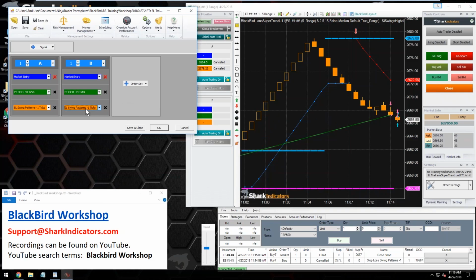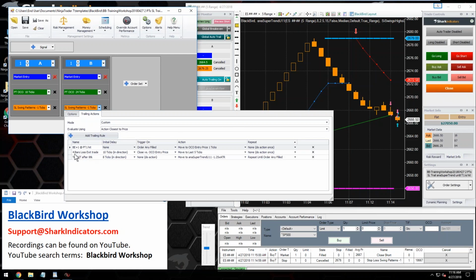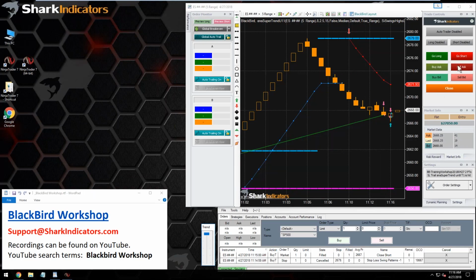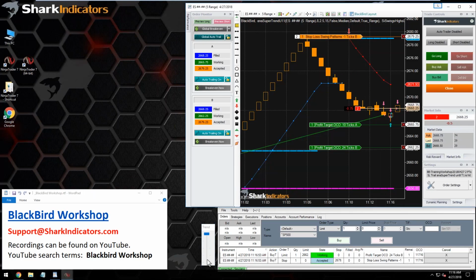Okay, so there we go. So this 4 bars and loss exit trade is now going to be delayed until we have 10 ticks of profit, or basically when that stop loss 1 gets hit. All right, now let's give this a shot. All right, go short.